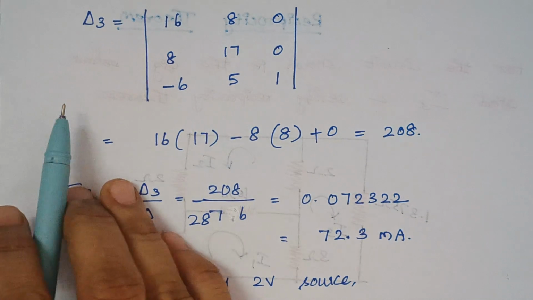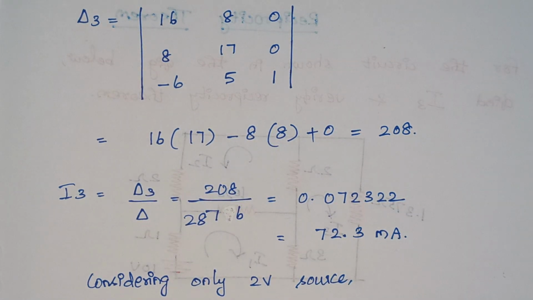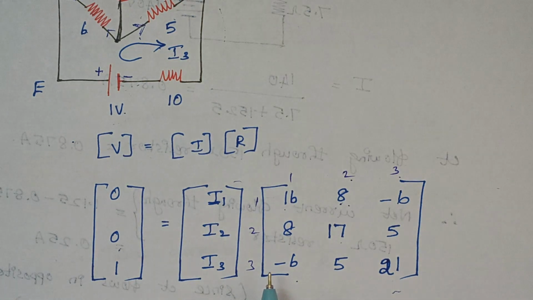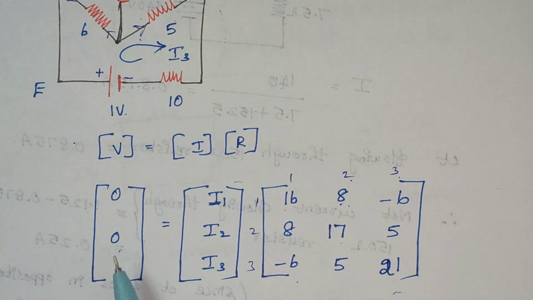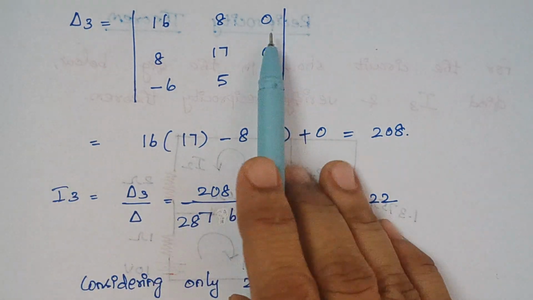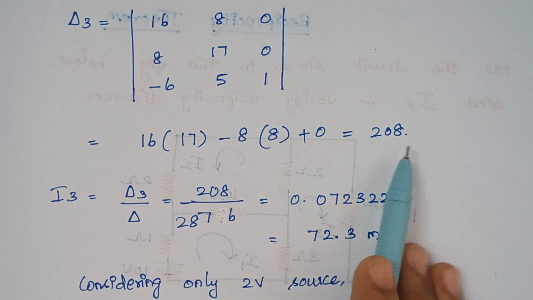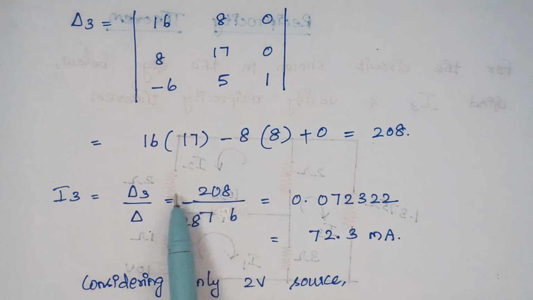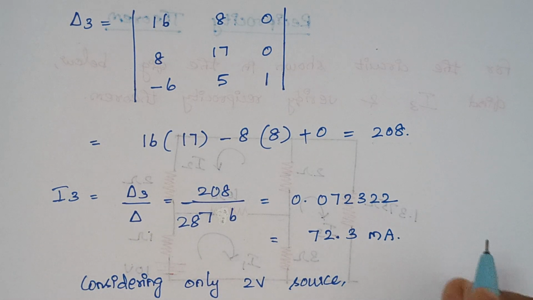Since we need I3, we need to calculate del 3. So how to write del 3? You have to replace the third column with respect to voltage source. Since we need I3, we have to replace this column with the voltage source elements. So here we have replaced this third column, right? And the value of del 3 is 208. And the value of I3 is nothing but del 3 by del. So just substitute the values here, and finally the current is 72.3 milliamps, right?